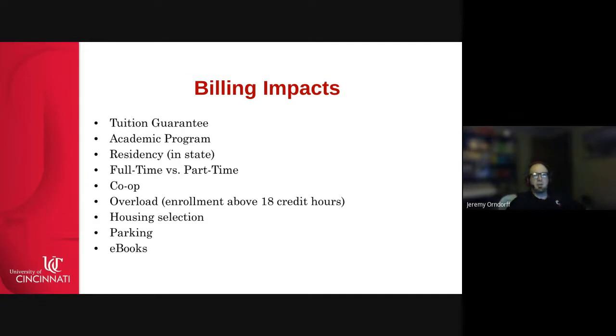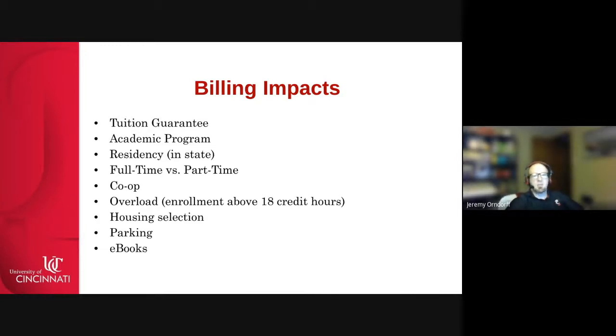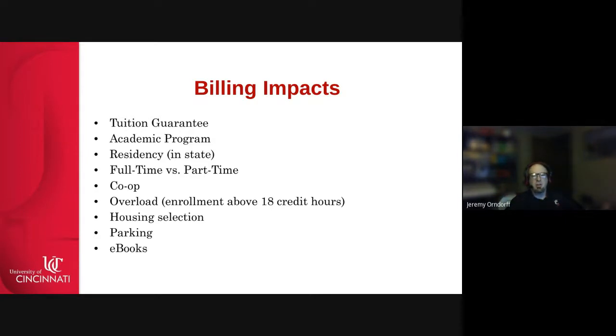Many schools will have an overload enrollment cost. So if you're enrolled beyond 18 credit hours, they may have additional costs. Usually, most schools, and UC is like this, 12 to 18 credit hours is a flat rate. So there's a per credit hour cost, and then once you hit 12 and you go up to 18, there are no additional fees in that time frame. Of course, housing selection, parking, and books or ebooks costs are all going to impact your direct costs and billing with the university. And we can hit the next slide.